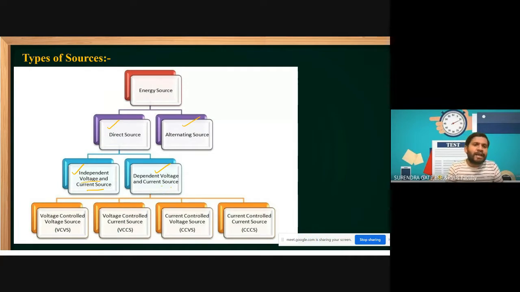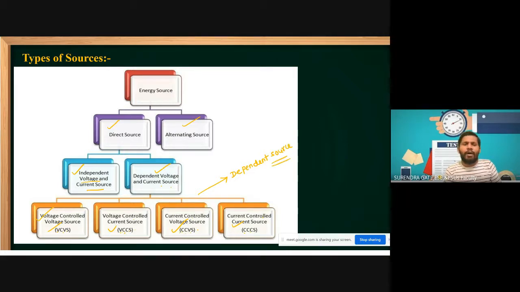These dependent sources are again classified into different types. That is voltage controlled voltage source, very important. VCVS, voltage controlled voltage source. VCCS, voltage controlled current source. CCVS, friends, current controlled voltage source. CCCS, current controlled current source. All these are which sources, friends? Dependent sources. All these are the dependent sources.